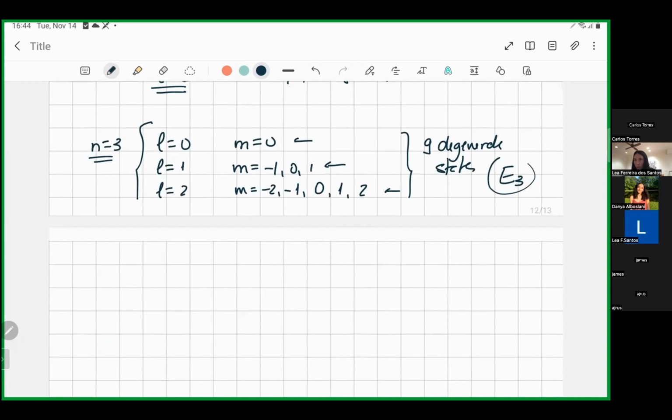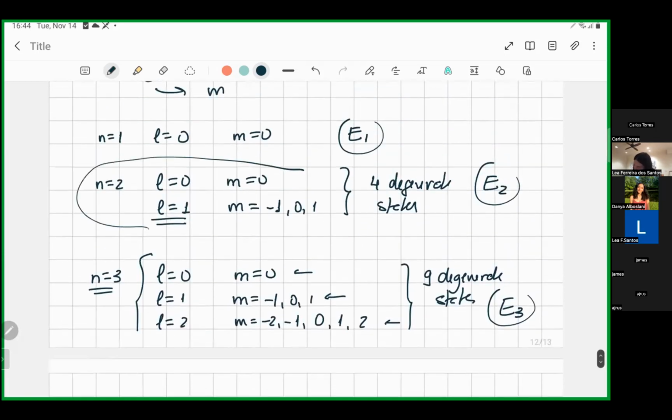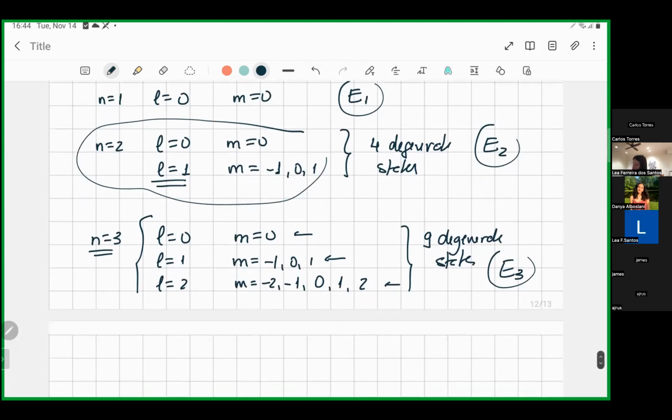I'm going to stop here. I already talked a lot. It's almost 45. We are going to find the states for N=2 next class. And I'm going to start talking about angular momentum as well, and I'll come back to the story of the degenerate states.